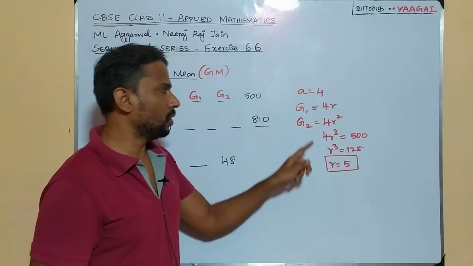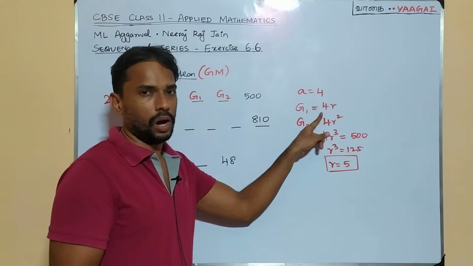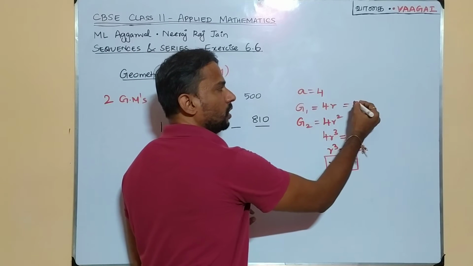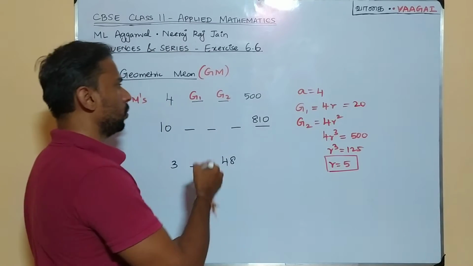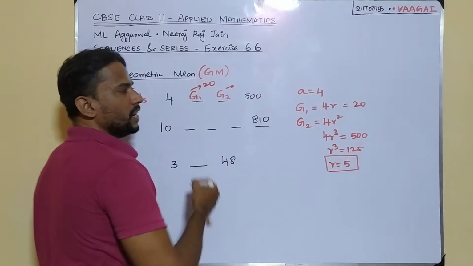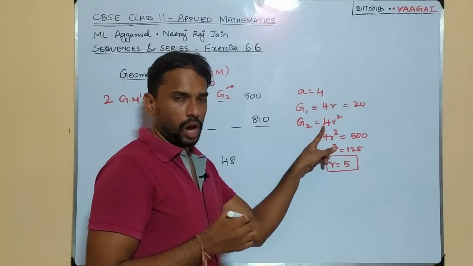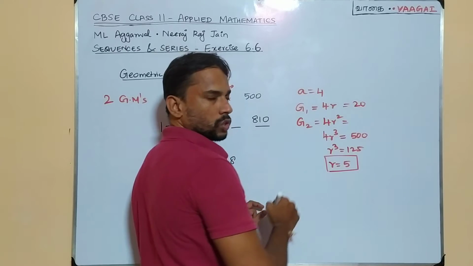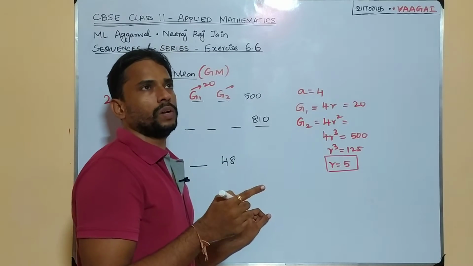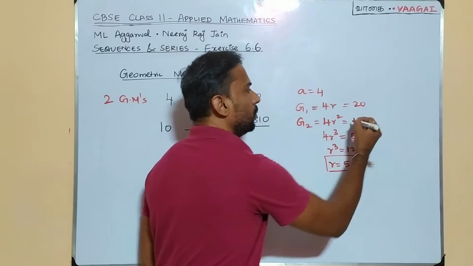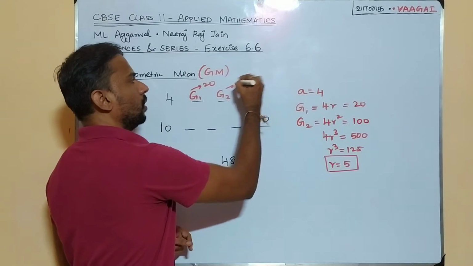Now this is enough for us to tell the values of G1 and G2. Because G1, we know, is equal to 4R. So this will be equal to 4 into 5, that is 20. So I can put G1 as 20. And next is G2. G2 is expressed as 4R square. So 4R square is 4 into 5 square, which is 4 into 25, which means 100. So G2 will be 100.